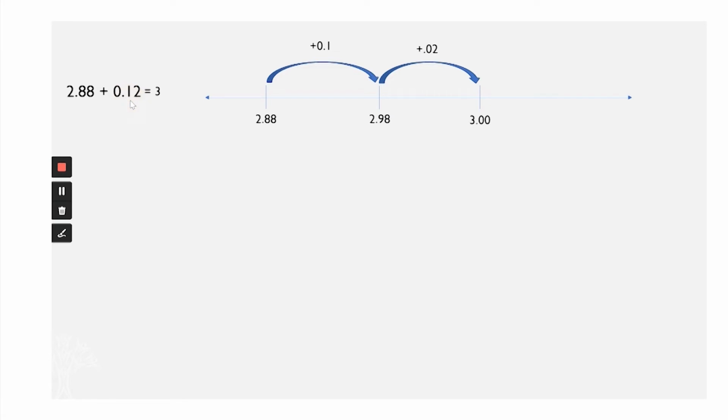How'd you do? Let's take a look at the next one. 2 and 88 hundredths plus 1 and 56 hundredths. How are you going to solve this one? Can you use the information from above to help you?